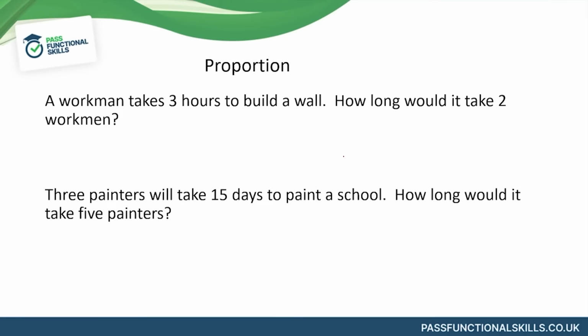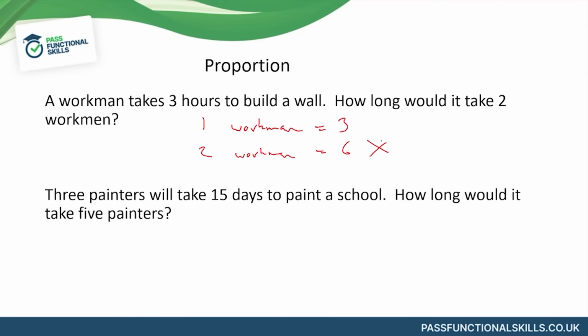Now here we're looking at indirect proportion or inverse proportion, and what that means is as one value goes up, the other one goes down. So a lot of people will get this first question wrong because a workman takes 3 hours to build a wall. How long will it take two workmen? Well, a lot of people will think, well, one workman is 3 hours, so therefore 2 workmen, 6 hours. Of course, that's completely wrong.